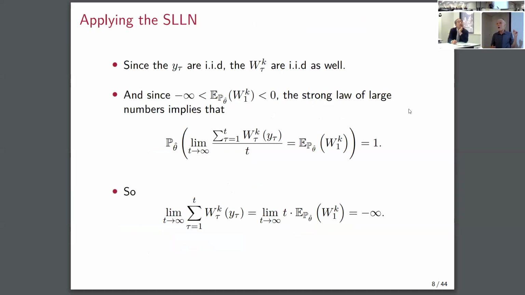Since the yt are IID, independent and identically distributed, the wk are also IID. So why do we go through all this? Well, this is finite and this is bounded above, because I want to appeal to the strong law of large numbers. So we have this sequence of IID things with finite expectation. So with probability one, the time average of w, the limit as t goes to infinity of the sum of wk over t, equals the expected value. Okay? Good.